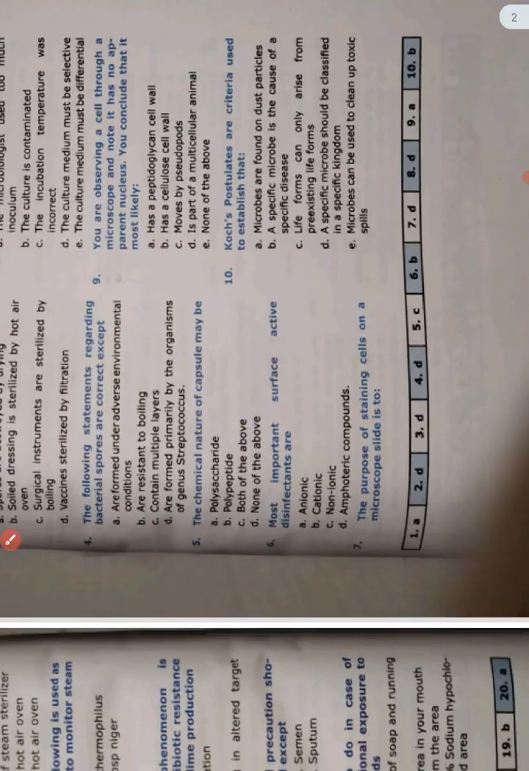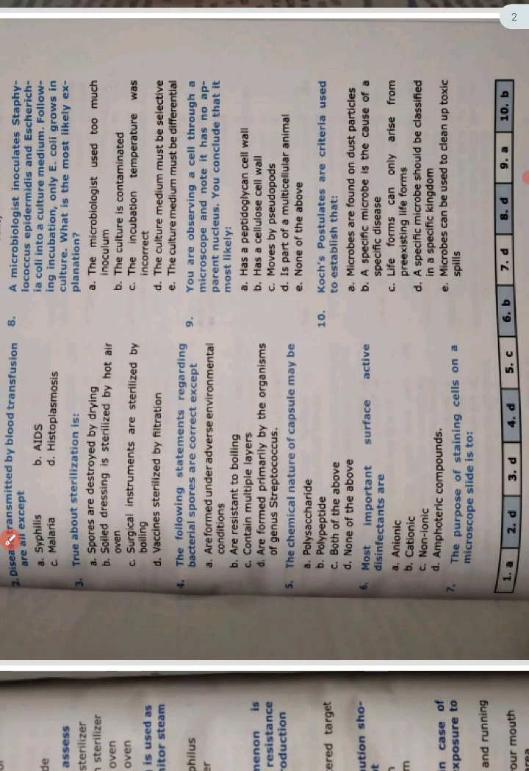Next question. The chemical nature of the capsule is polysaccharide in the majority, while some are polypeptide, as seen in anthrax. So the correct answer will be both of them. Now the next question: most important surface active disinfectants are cationic.